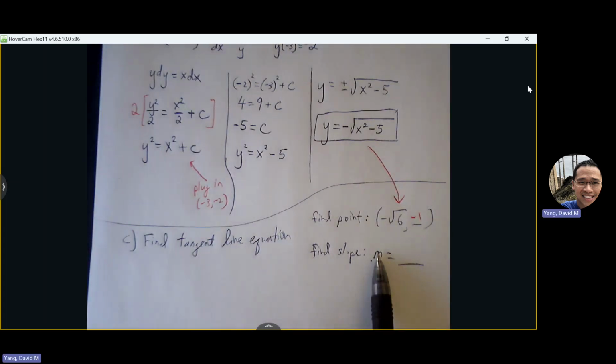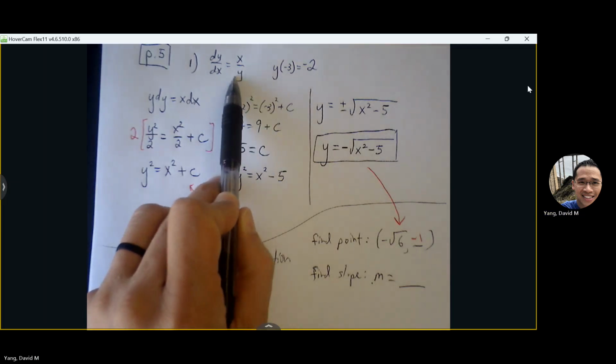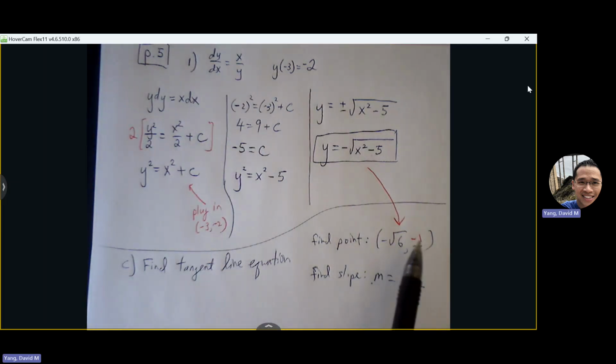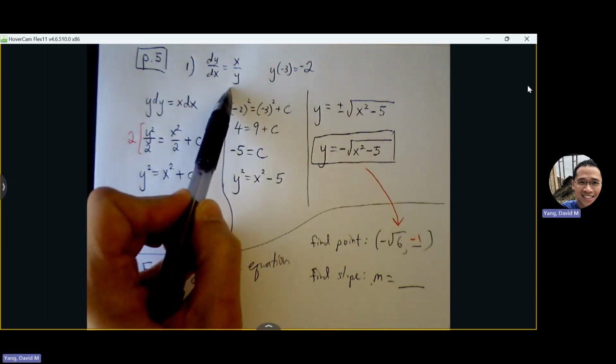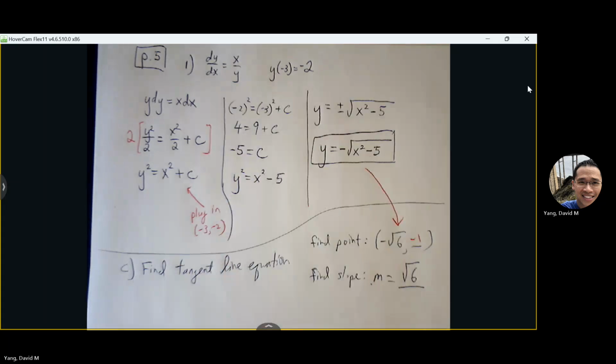Next up, to find our slope. Our slope comes from our derivative. So x over y. So my x is -√6, my y is -1. So my slope is just +√6.